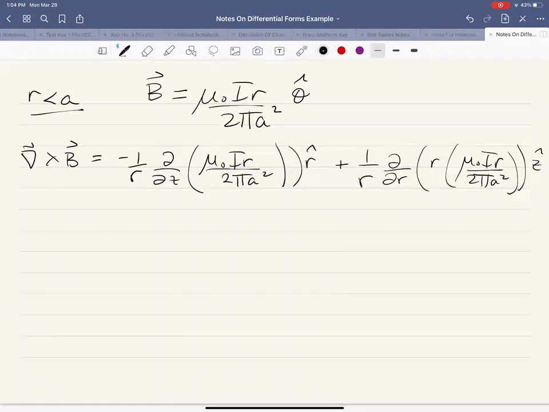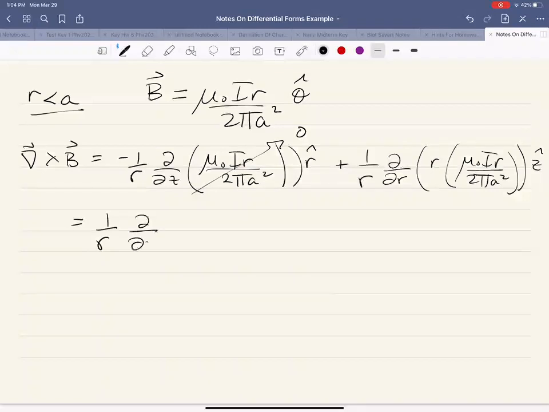All right. So yet again, I'm taking the partial with respect to z here of mu naught I r over 2 pi a squared. And there's no explicit z dependence in that expression. So that means this goes to 0. No explicit dependence for partial derivatives, right? That means 0. So now let's look at the second term with the z hat. Partial with respect to r of r times mu naught I r over 2 pi a squared. I think we're finally going to have something that's not 0.